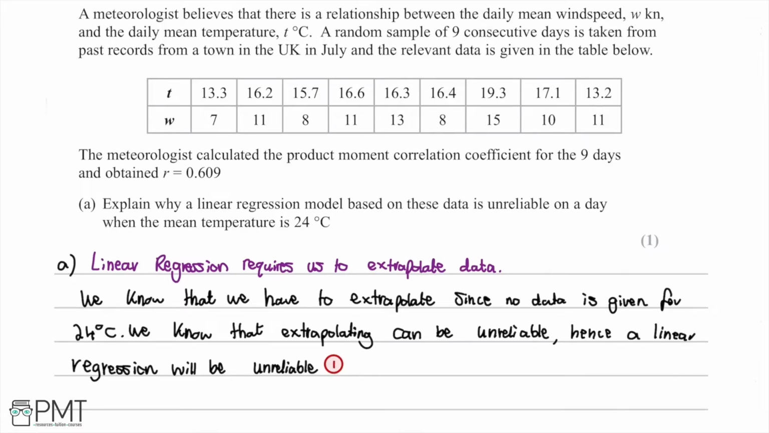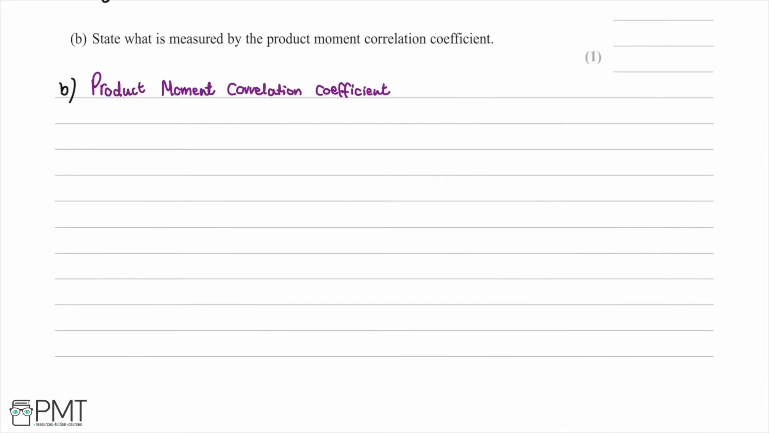In part B of this question we're asked to state what is measured by the product moment correlation coefficient. We know that the product moment correlation coefficient measures the linear association between 2 variables.